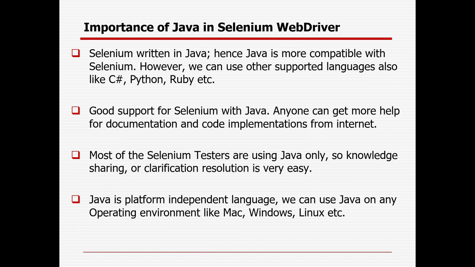The importance of Java in Selenium WebDriver. Selenium supports a lot of programming languages like Python, Ruby, Perl, PHP along with Java. But still, Java has a lot of advantages. Selenium itself is written in Java, hence Java is more compatible with Selenium. However, users can use other supported languages as mentioned, like Ruby, Perl, PHP, Python, C#, etc.